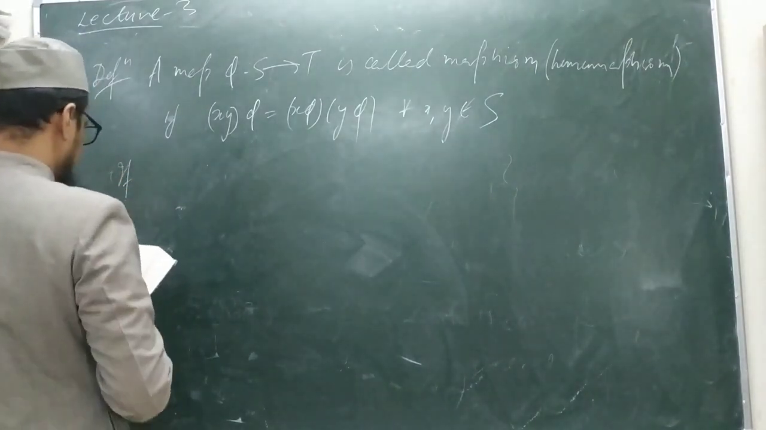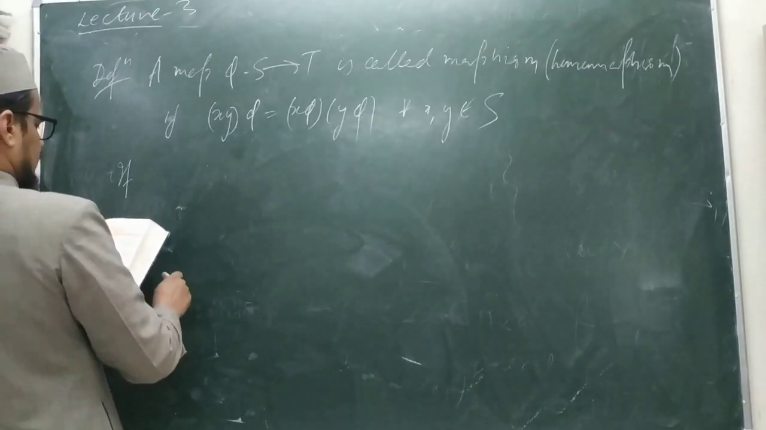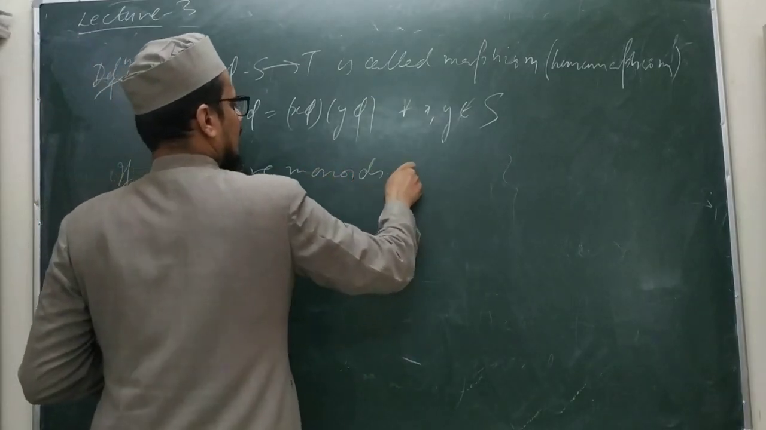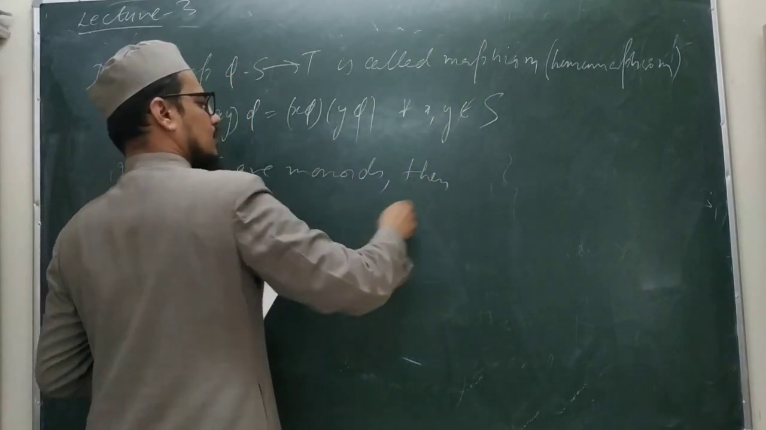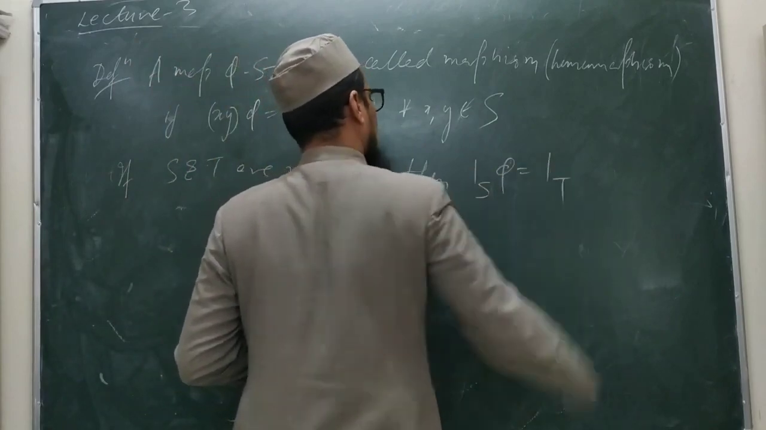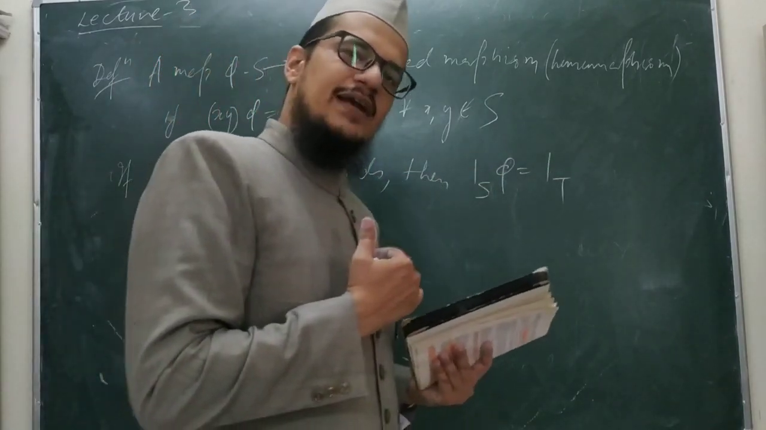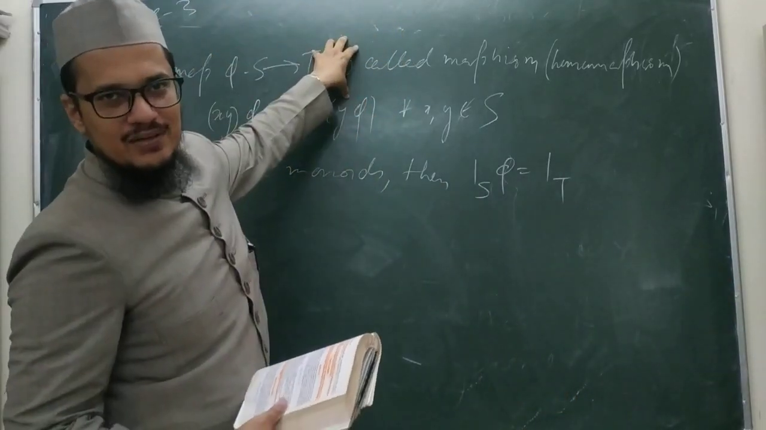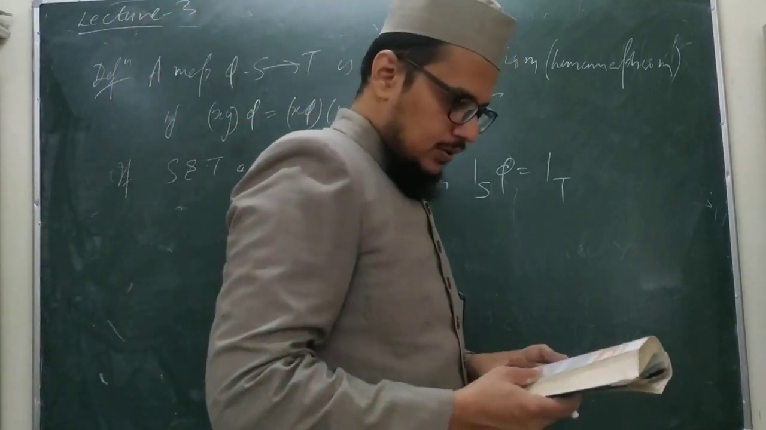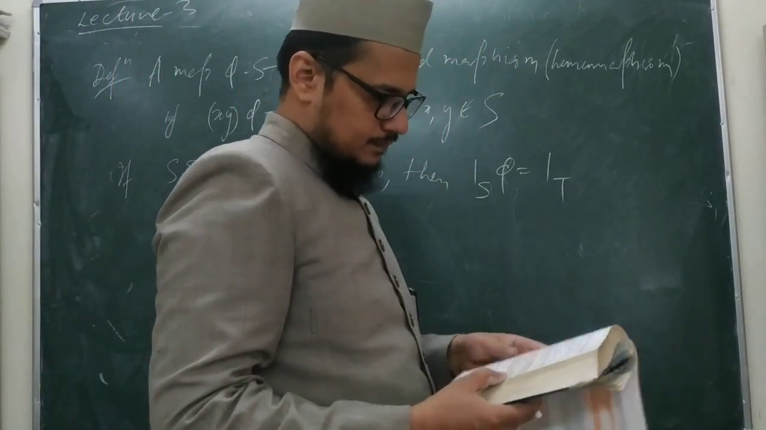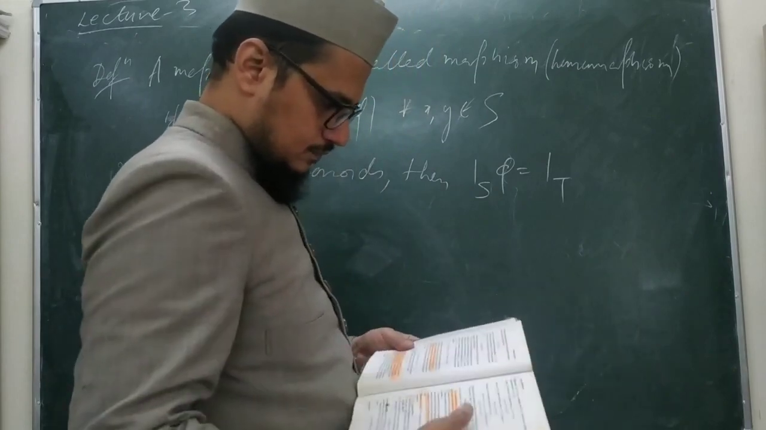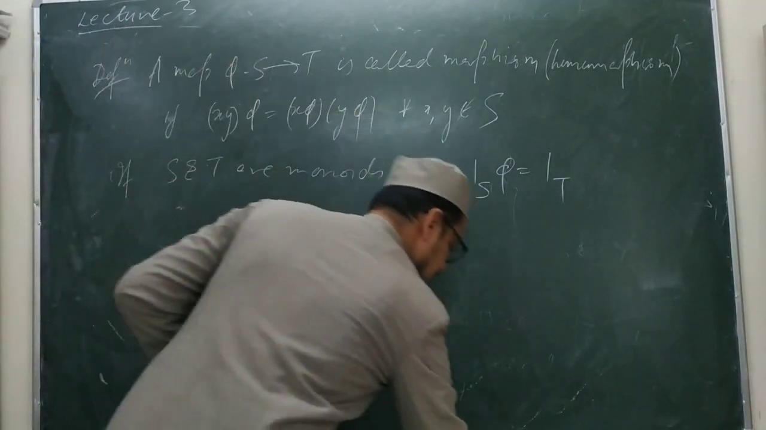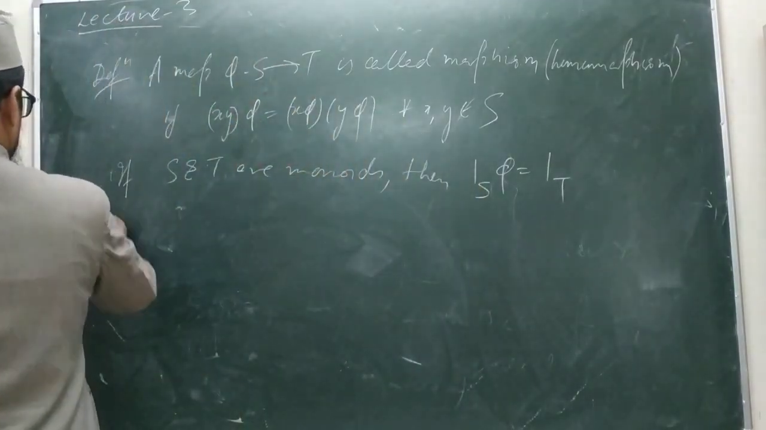Now, if S and T are monoids, then 1_S π is equal to 1_T. It means the identity of the monoid goes to the identity of this monoid, which goes to the identity of this monoid. Next equation.